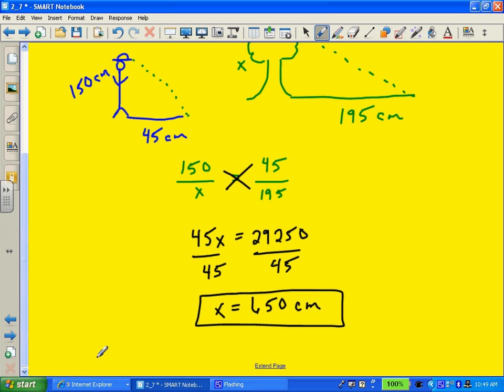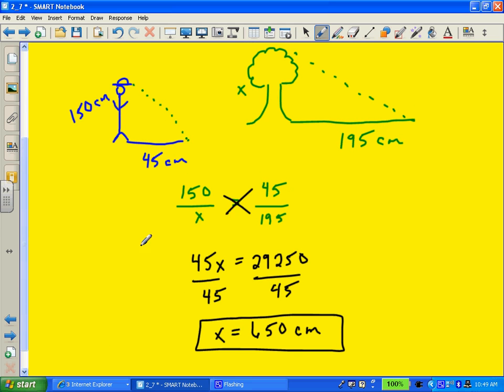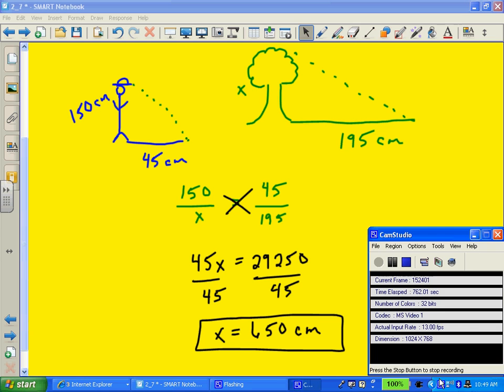Okay? So those are the two types of problems you'll be running into today on your homework, as you work through your book work. Okay? And again, exactly how I showed my work in here is how I'm going to want you to show your work when you do it on your assignment.